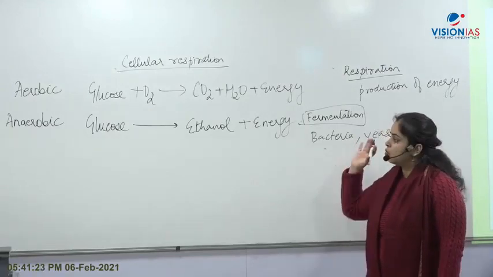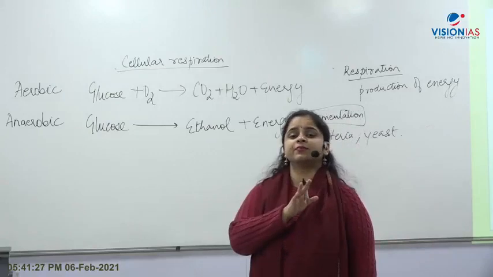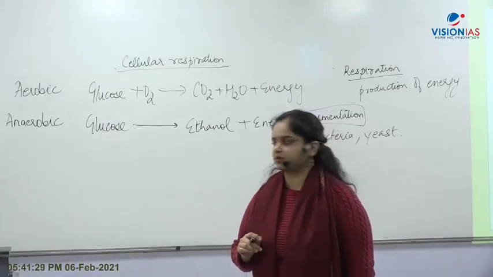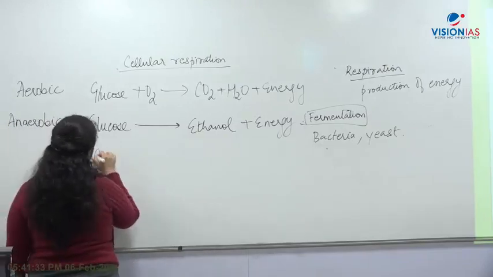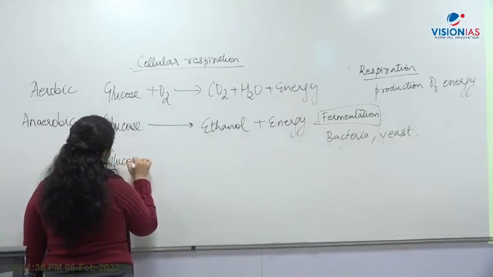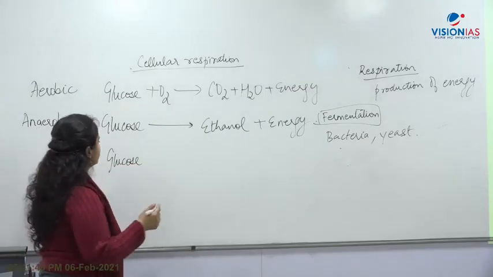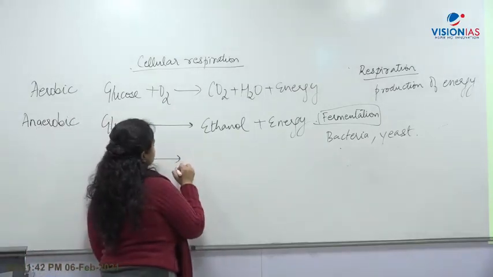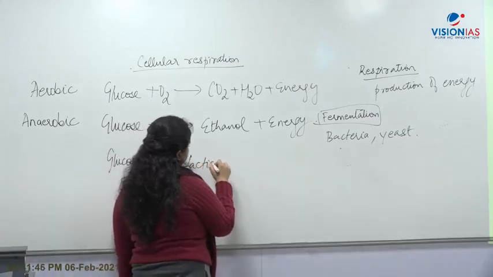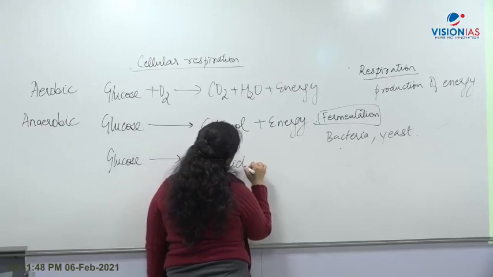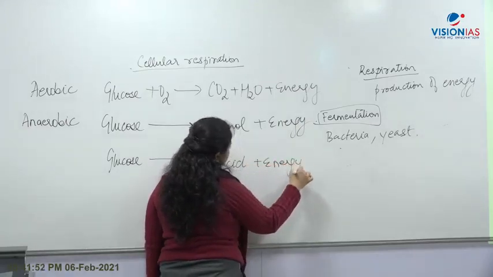One more special case is there in which the human body can also do anaerobic respiration. That is in a special cell called muscle cells. So in muscle cells, glucose can be broken down into lactic acid without the presence of oxygen.